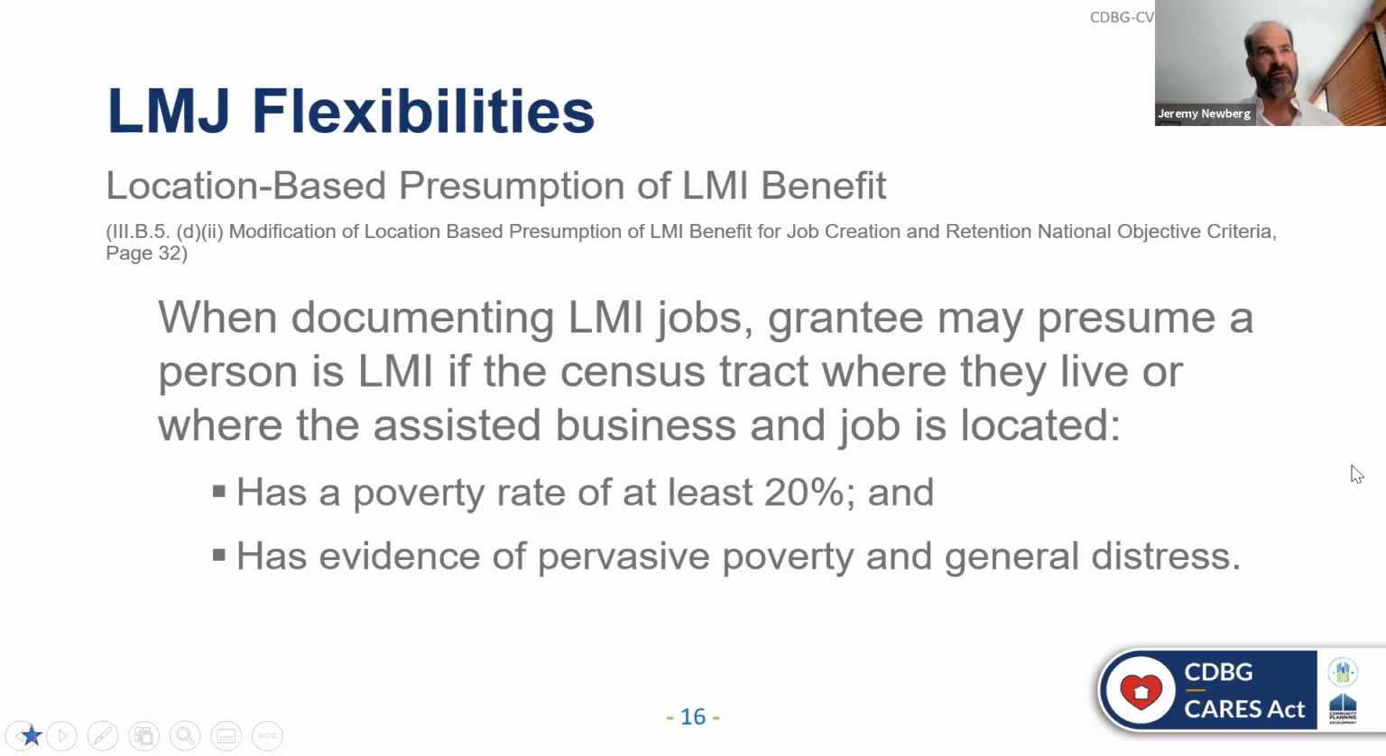So there's some wonderful flexibilities for low mod jobs. The first is location-based presumption of low mod benefit. When you're documenting low mod income jobs, the grantee may presume a person is low mod income if the census tract where they live or where the assisted business and job is located has a poverty rate of at least 20% and has evidence of pervasive poverty and general distress.